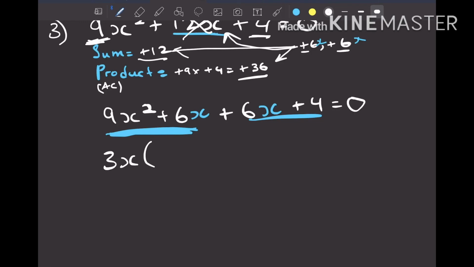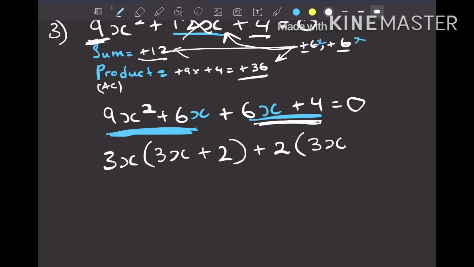What are we left with? 9x squared divided by 3x will give you 3x, plus 6x divided by 3x will give you a 2, so plus 2, so 3x plus 2. And now let's look at the final one here. So plus 6x plus 4, what is common? A 2. They can both be divided by 2. Let's bring our 2 out. And what are we left with? 6x divided by 2 will give you a 3x, and the 4 divided by 2 would give you a 2.